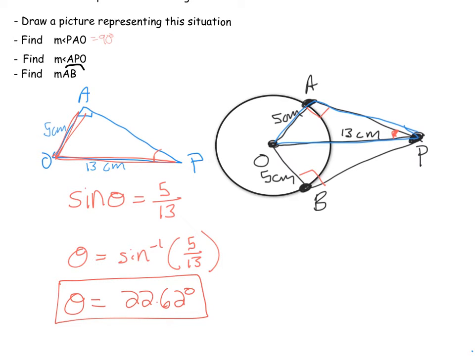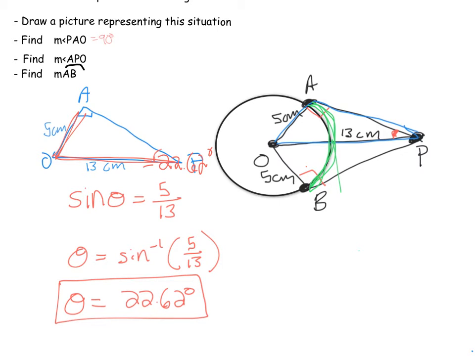The measure of angle APO is 22.62. Alright, and lastly I need to find the measure of arc AB. Here's the measure of arc AB. This is what I'm looking for. I'm trying to find this distance right here. Okay, sorry for the sloppy drawing, but that's the distance I'm going for.